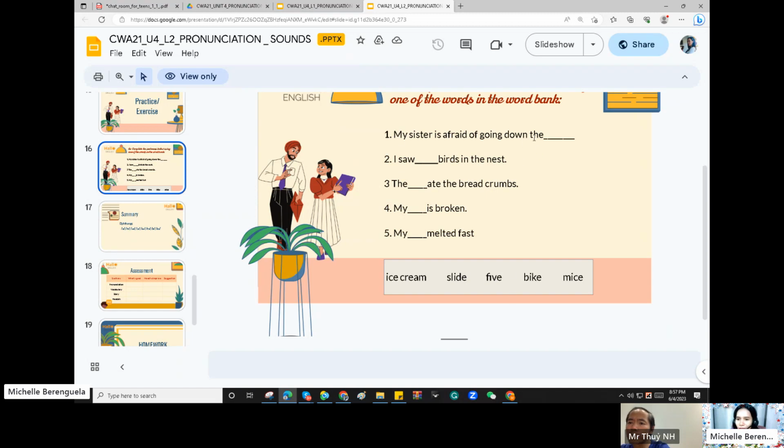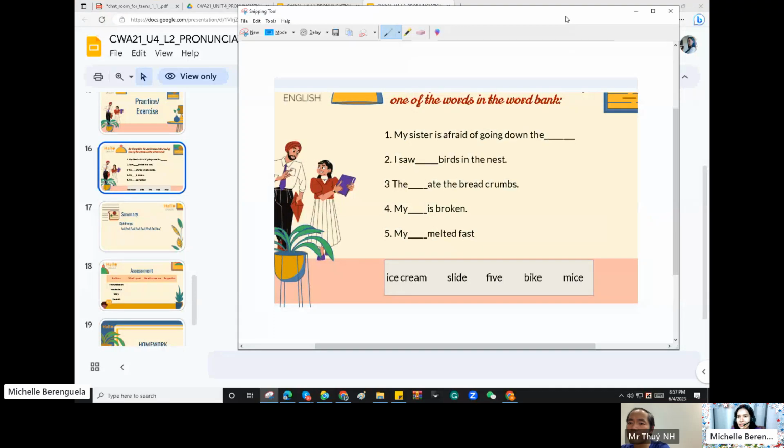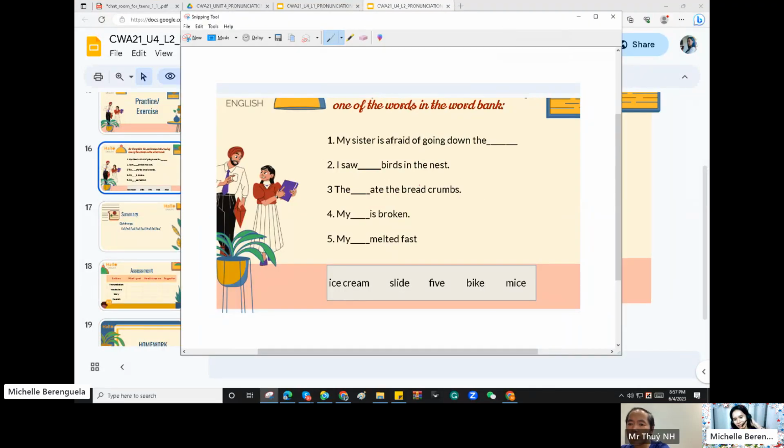Okay, look, my sister is afraid of going down the blank. Bike. Okay, going down the bike. Okay, number one. Number two? I saw five birds. It's all right. Yes. Okay, number three. The blank ate the breadcrumbs. The mice. Okay, mice. The mice ate the breadcrumbs. Okay, breadcrumbs.